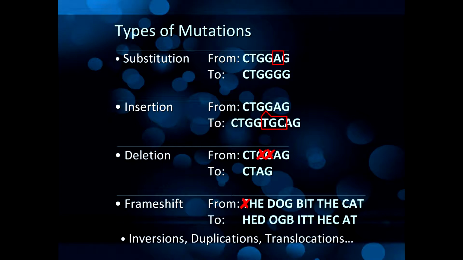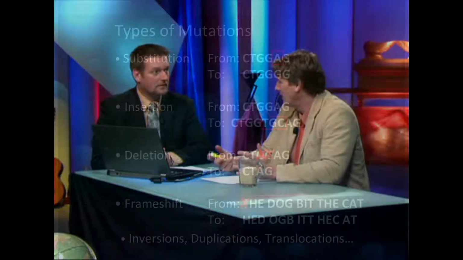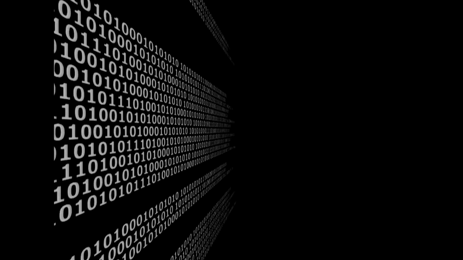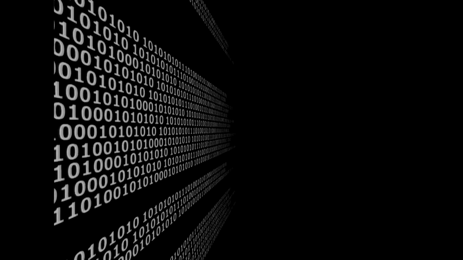And there's other types of mutations as well, inversions, duplications, translocations, that type of thing. And this is just analogous to what we really see. These are the types of mutations that are occurring in living things, right? So really, when you look at it, mutations do alter the genetic code. They do. We can freely admit that.